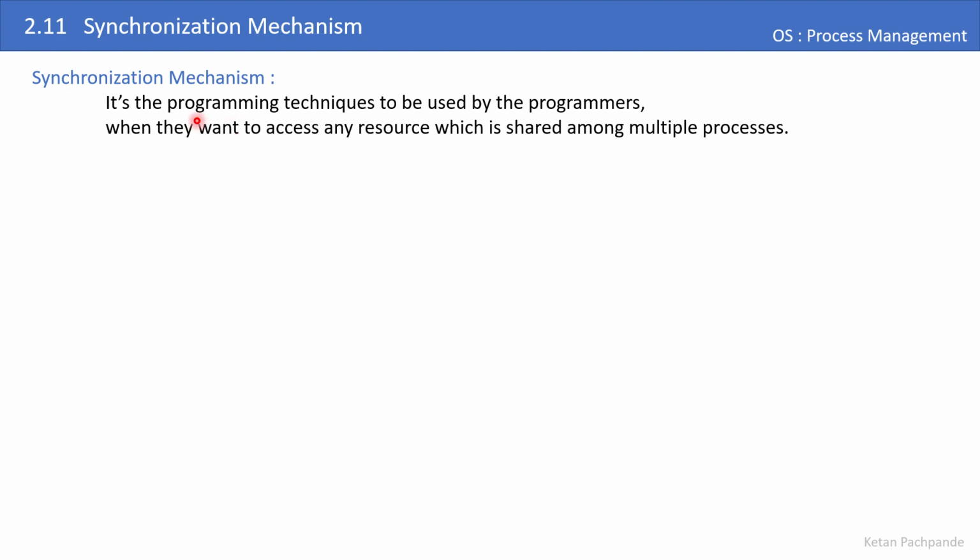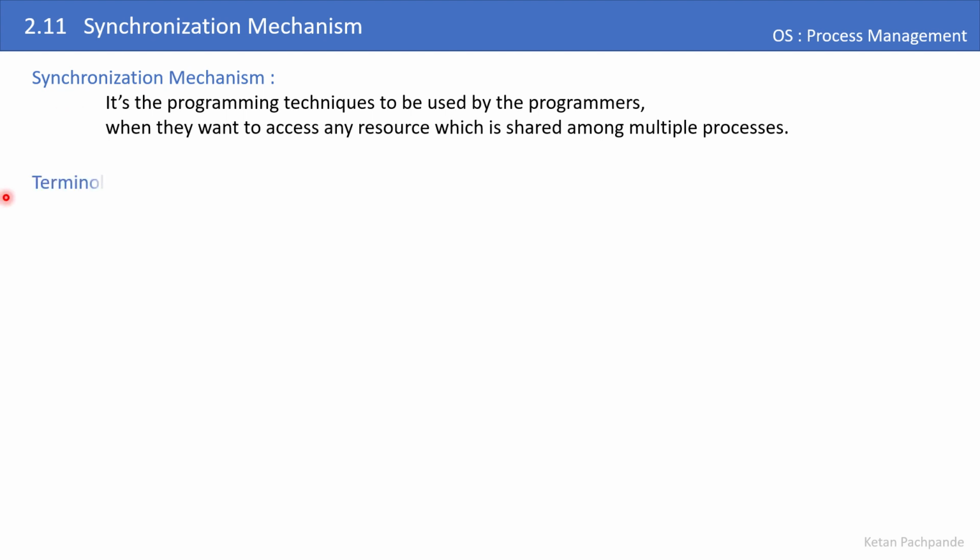What is the synchronization mechanism? It's nothing but the programming techniques to be used by the programmers when they want to access any resource which is shared among multiple processes. Let's say one process wants to access the data stored at the shared memory, and another process also wants to read or write from that memory. Now these two processes have to make sure that they don't write or read from that memory at one time. They do the reading or writing task, or execution of those instructions, one after another and not concurrently.